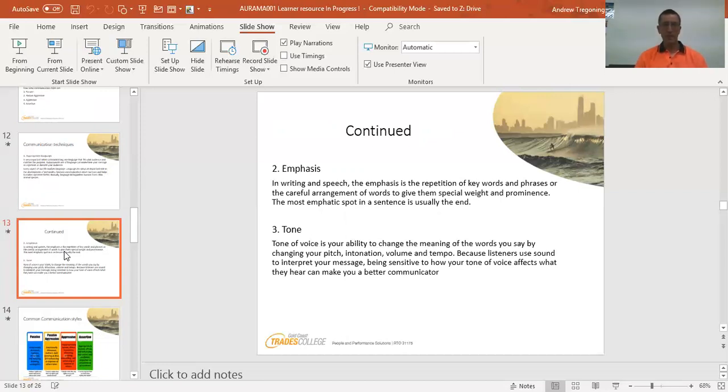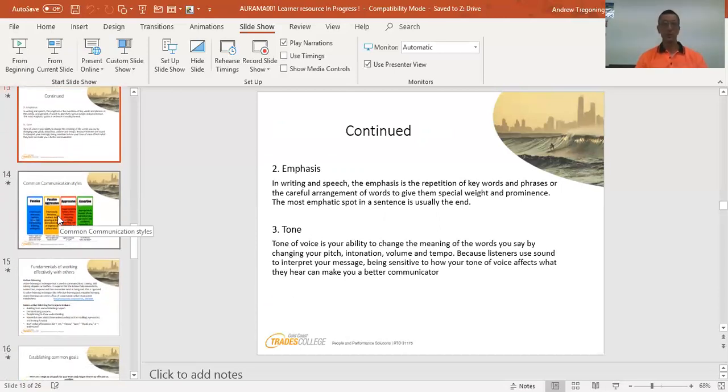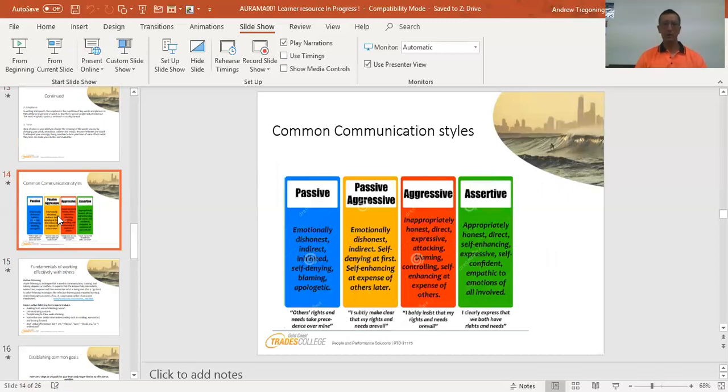Listeners, someone receiving this communication, would use sound to interpret my message. So being sensitive to how my tone is and your tone when you're communicating with others affects what those people can hear. It does make you a better communicator. If you listen to a newsreader reading the news on the TV, they are communicating those news stories to a massive audience. So they're a good example to watch if you want to know a little bit more about tone and emphasis and clear communication.